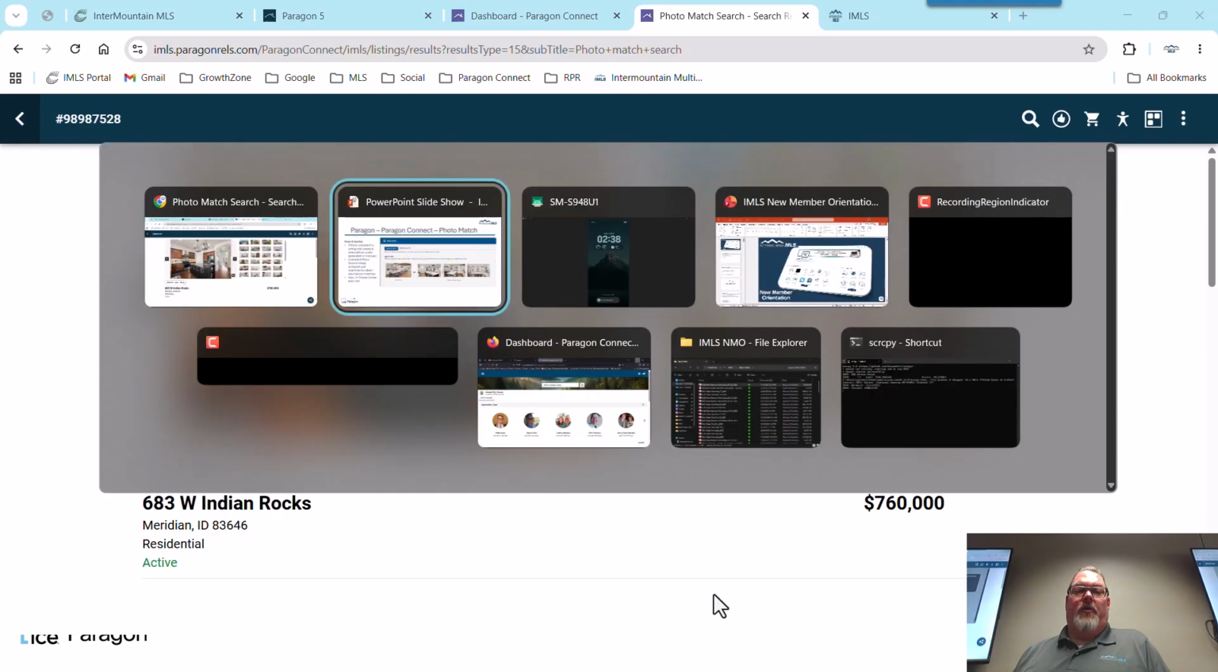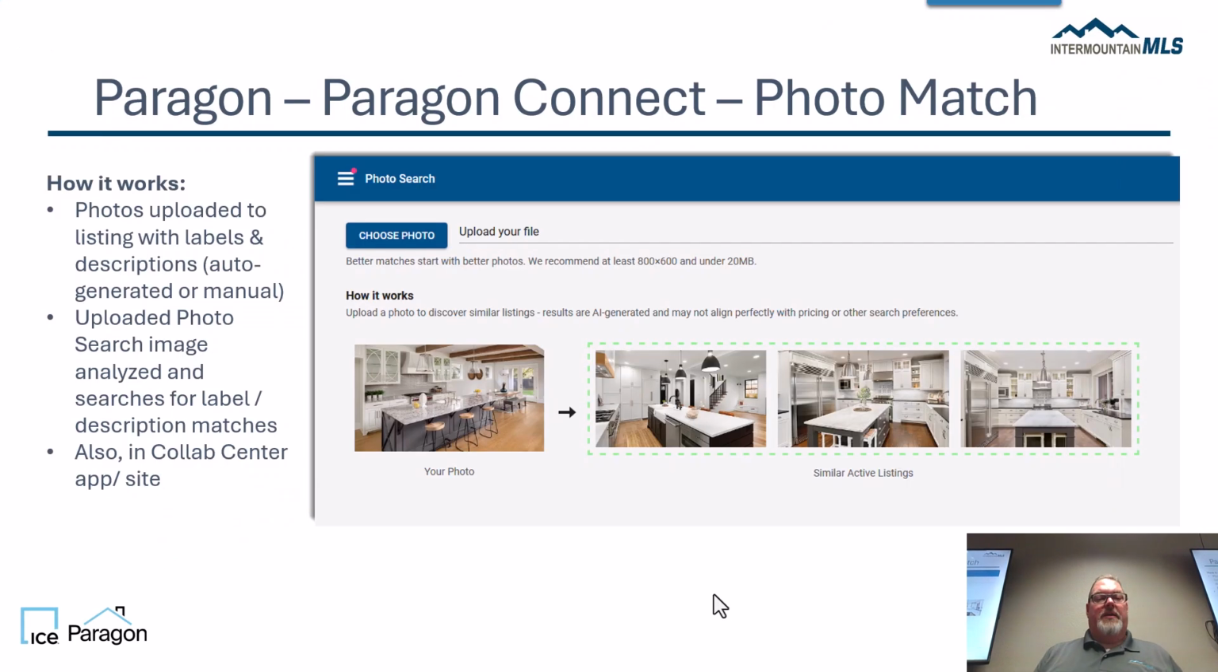And so that's photo match. And like I said, the consumers can also do that with the Collab Center. You know, they're in an open house. They see a fireplace they like, snap a photo of it, put it in a photo match. Now they're looking at properties that have fireplaces. So it makes it really easy to find things that may be harder to search with.